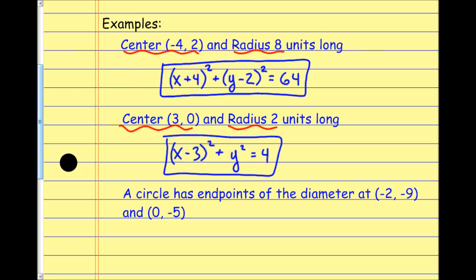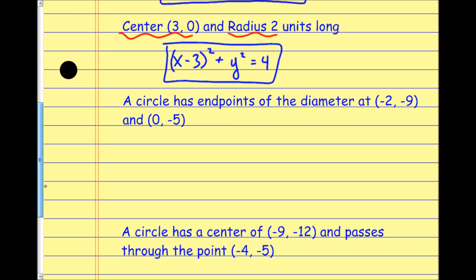Okay? If I look at the next one, it says a circle that has endpoints of the diameter at -2, -9, and 0, -5. And so the two things I need are not given this time. I need to find the center and the radius. And in order to find these things, there's a couple ways I could do this. I could find the radius first by finding the distance between these two endpoints, and that would give me the diameter. But then keep in mind I'd have to divide that by 2. I'm going to find the center first, because then I can go right to finding the radius.